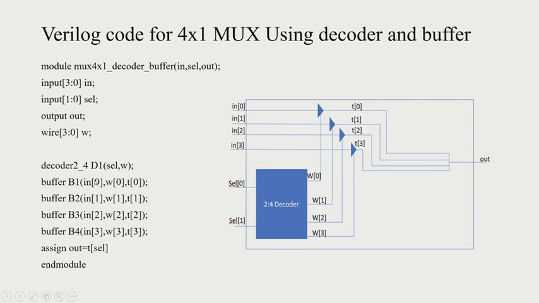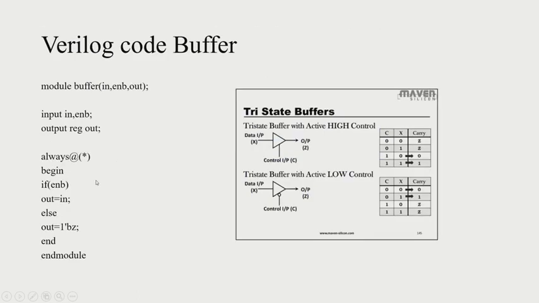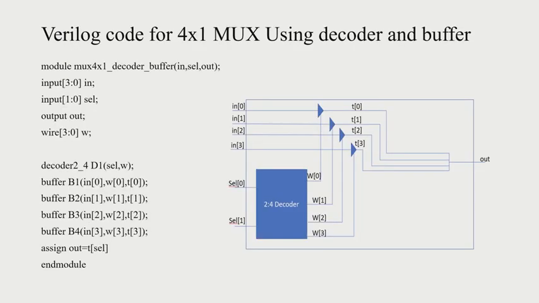And in the same order in which we wrote the different ports in the buffer, we have to write them here also. The enable input acts as w0, the input acts as in0, and the output acts as t0. In the same order we have to write. So similarly we can write buffer 1, buffer 2, buffer 3, and buffer 4.